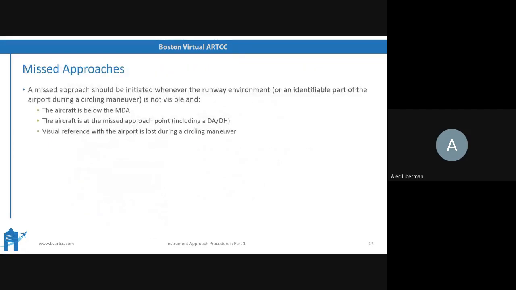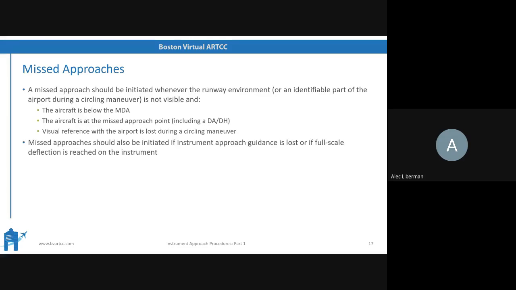Missed approaches. A missed approach should be conducted whenever the runway environment or an identifiable part of the airport during a circling maneuver is not visible, and you are either below the MDA, you are at the MAP, or visual reference with the airport during a circling maneuver is lost. You should also initiate missed approaches if at any point on the instrument approach guidance is lost, such as a glitch in your GPS, or if full-scale deflection is reached on the instrument.